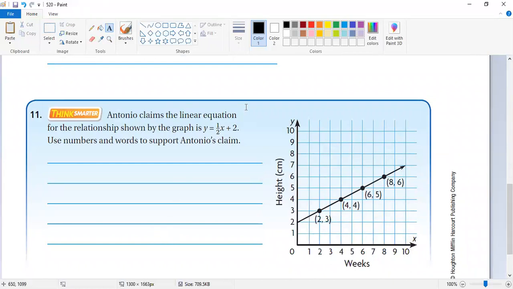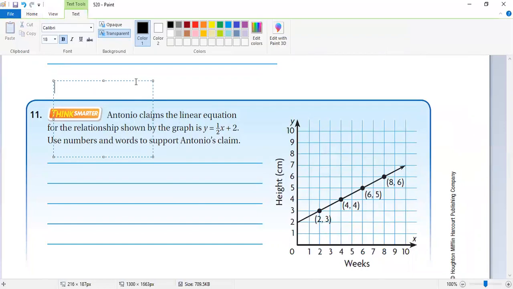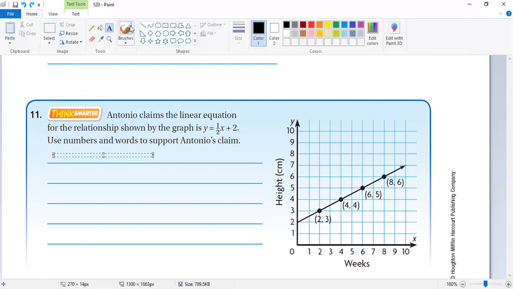Okay, Antonio claims the linear equation for the relationship shown by the graph is y is equal to half x plus 2. Use numbers and words to support Antonio's claim. So all that we are going to do is use numbers and words. First we will draw the table, right? Just use a small space and draw. That's going to be more than enough for you.